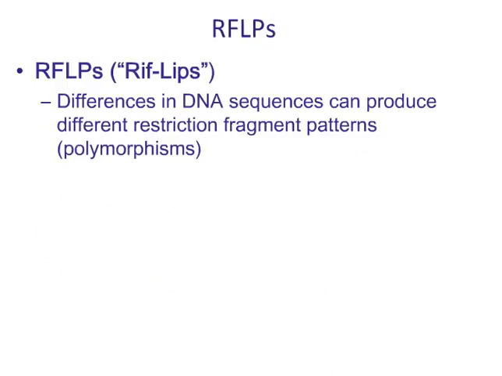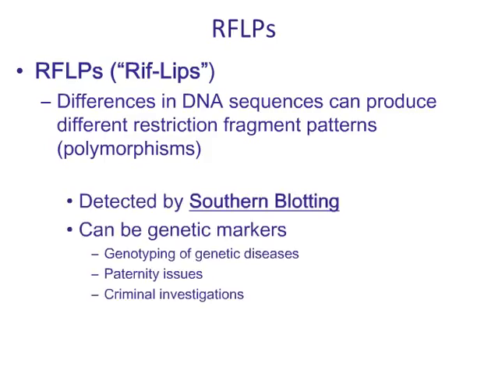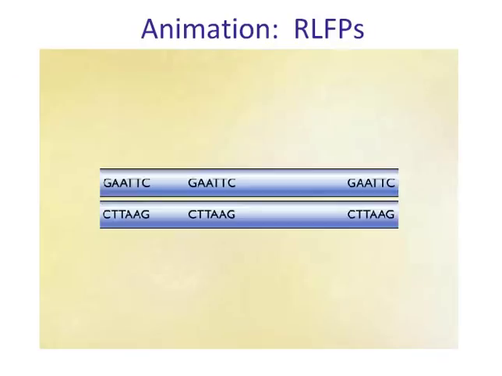One of the first methods for analyzing genomic DNA for disease-causing mutations were variations of the Southern blotting technology, as illustrated in the following animation. RFLP analysis is also used, or was, for paternity issues and in criminal investigations.